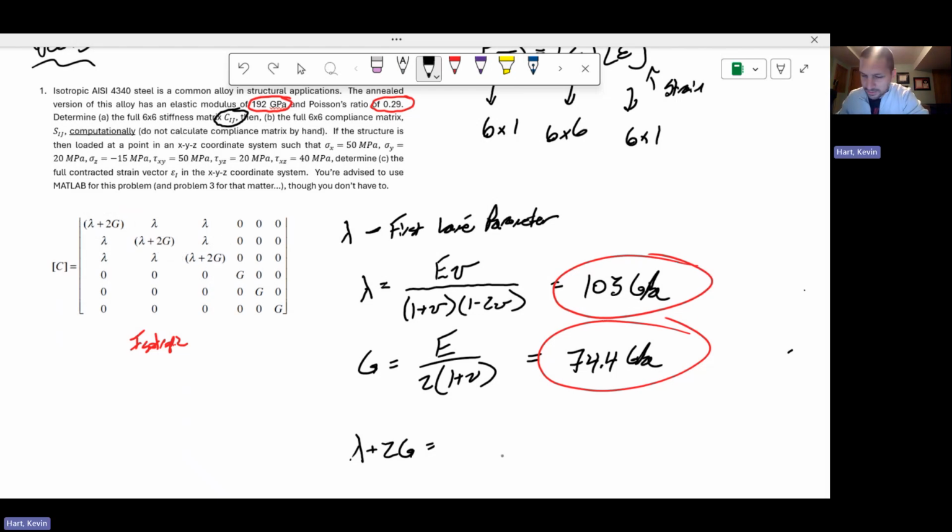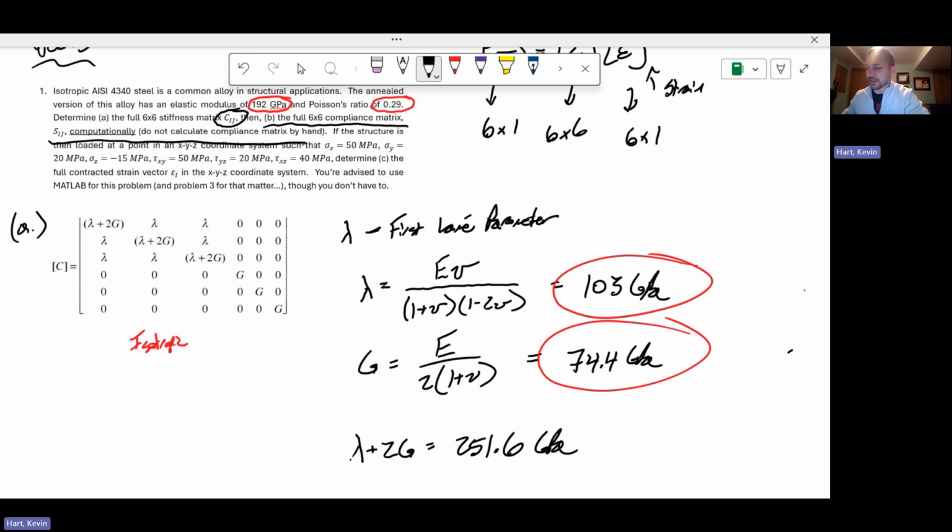Lambda plus 2g is going to be 251.6 GPa. Okay, so that's all you really need to populate the stiffness matrix C. So that's more or less part A, right? Part A is all this stiffness matrix stuff. The next is B, the full 6x6 compliance matrix.